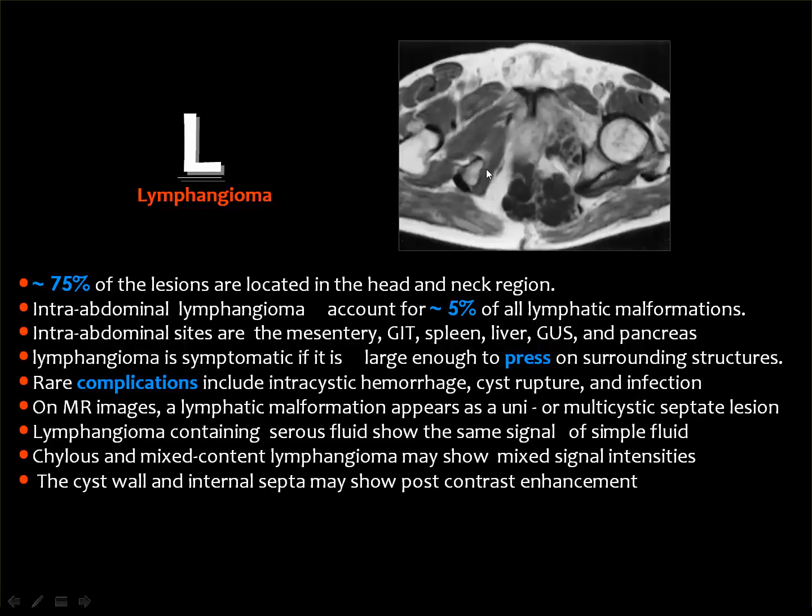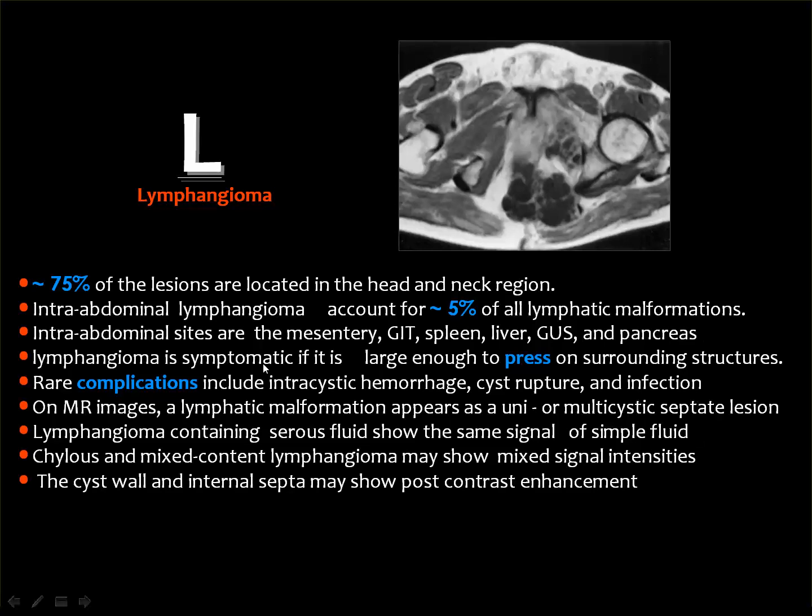Then we came to another lesion, which is the lymphangioma or the cystic hygroma, and most of these lesions are located in the head and the neck region, while intra-abdominal lymphangioma is seen in about 5% of all lymphatic malformations, and the mesentery is usually the most common site, but other areas can be involved.